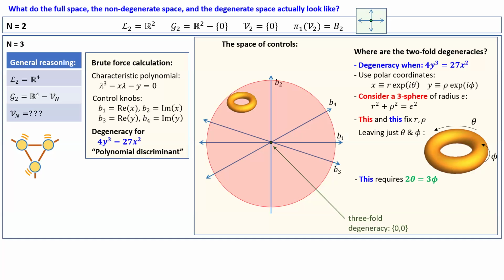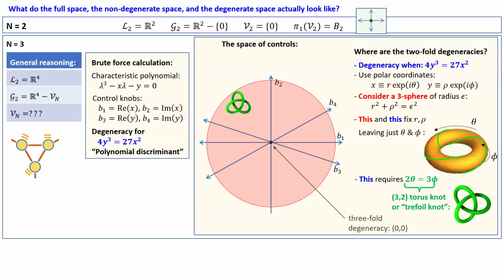Well, I need that this squared equals this cubed, which is the same thing as saying that twice one phase angle has to equal 3 times the other phase angle. That's just these points here shown in green. It's the points where if you go around twice the big way, you go around 3 times the little way. This curve has a name. It's called the 3-2 torus knot, or more colloquially, the trefoil knot.